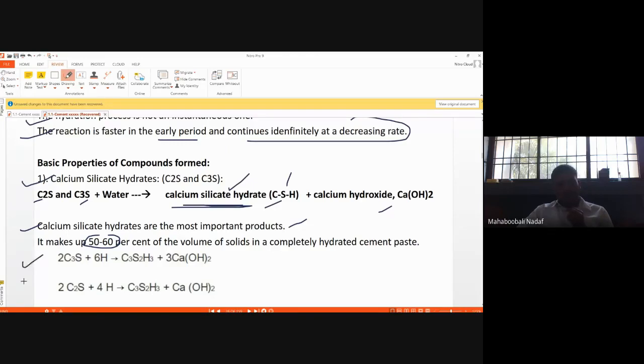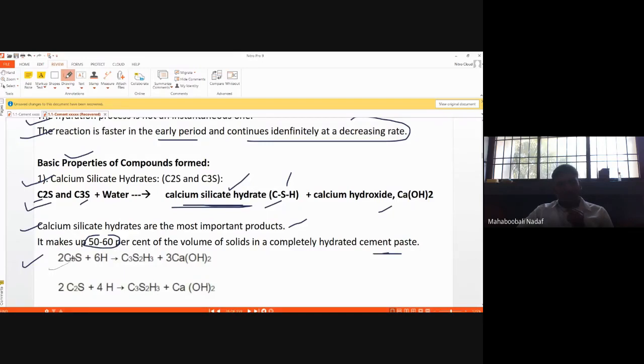If you're good at remembering, you can remember, or otherwise if you write this statement also, no issues. At least you should write this one. What we are discussing is basic compounds after hydration, or you can say hydrated products. What are the hydrated products here? First is C-S-H gel, second is calcium hydroxide. Calcium silicate hydrate is 50 to 60% of the mass in a given paste.